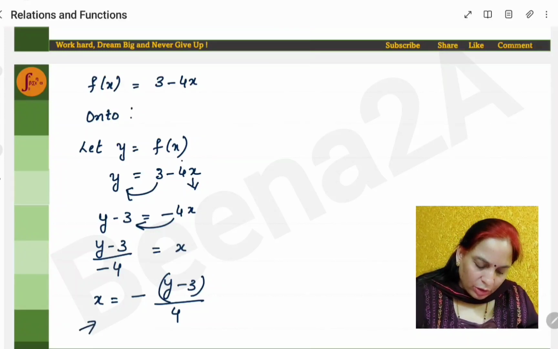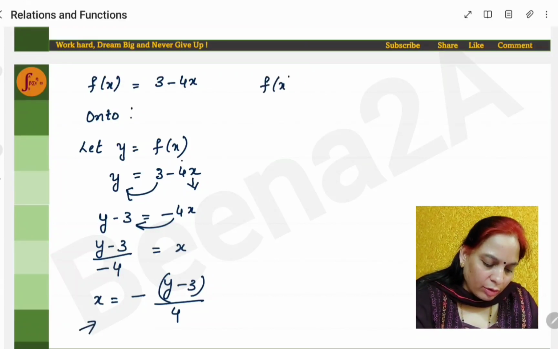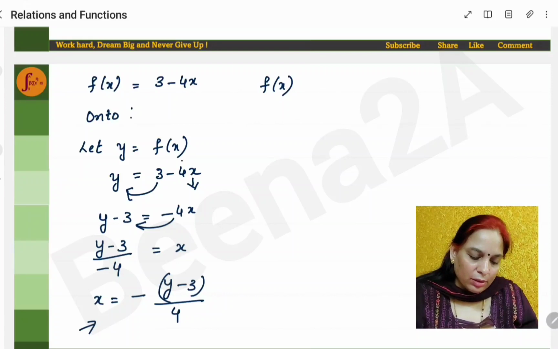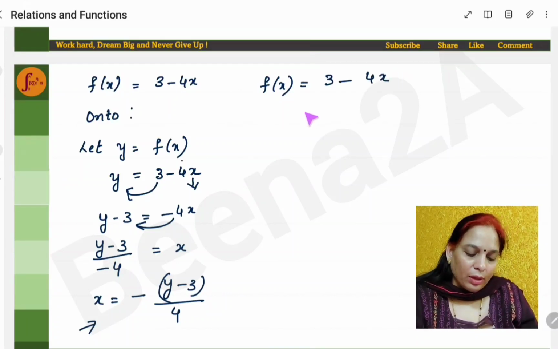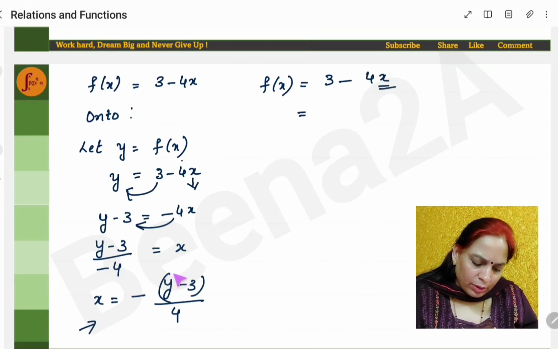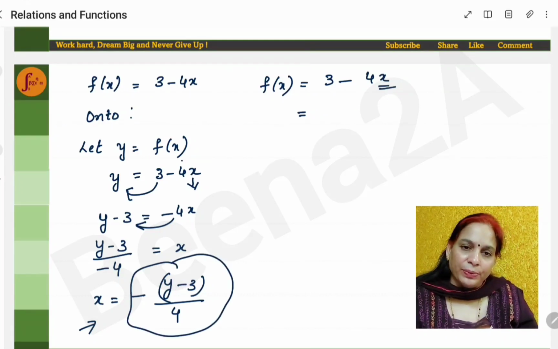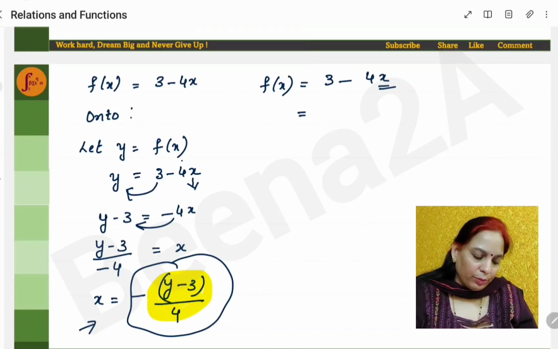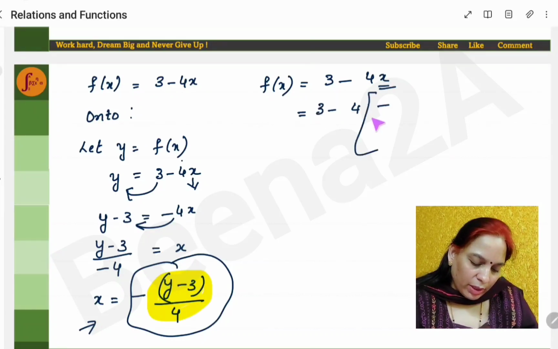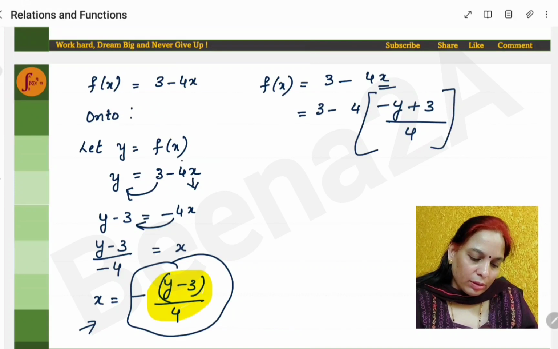Now I have to apply the function on this, right? I'll say f of x. x is this much. Now I'll write f of x. What is f of x? 3 minus 4x. Now instead of this x, I'll put this entire value instead of x, right? So it will be minus into y is minus y, minus into minus is plus 3 by 4, right?